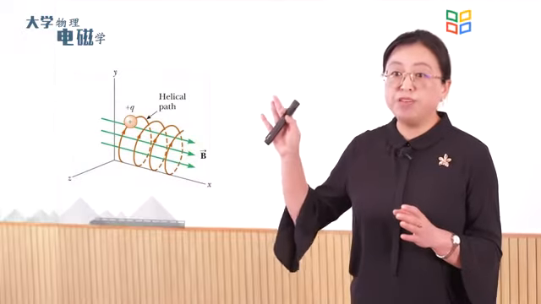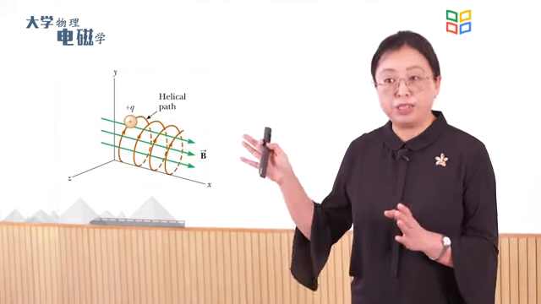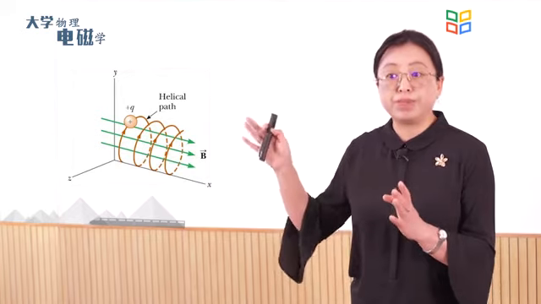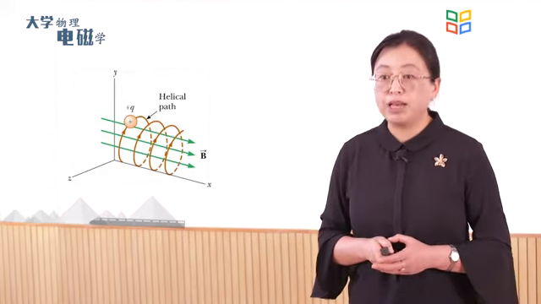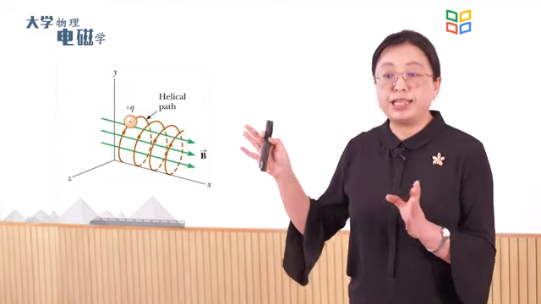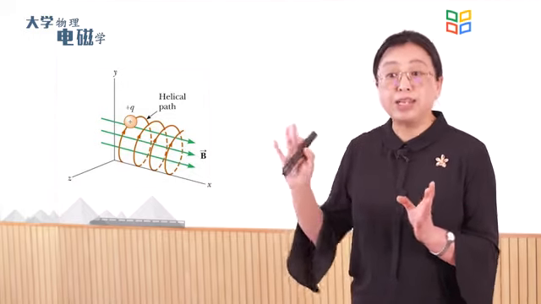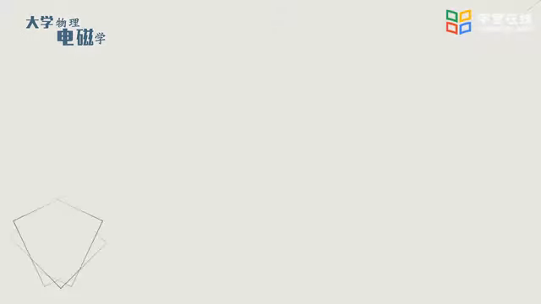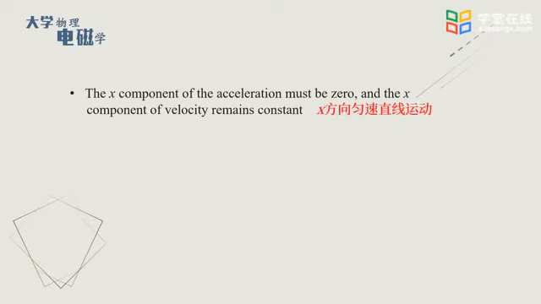Let me give you a more general case. A charged particle moves in a uniform magnetic field, but its velocity is at some arbitrary angle with the field B. What about its motion? As shown in the figure, if the field is directed in the x direction, there is no component of the force along the x direction. As a result, the x component of the acceleration must be 0, and the x component of velocity remains constant. So, the charged particle is in equilibrium in this direction.